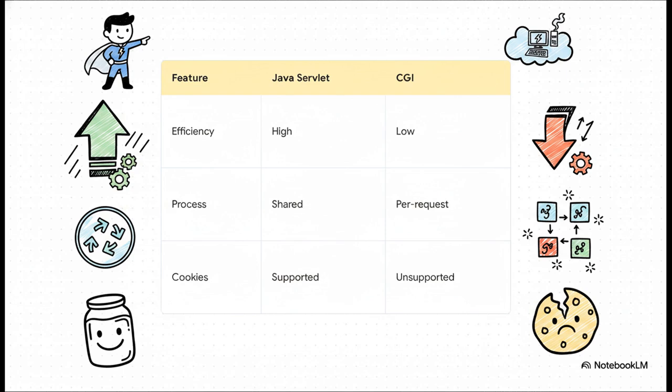Java servlets swooped in as the scalable hero. They are incredibly efficient because they handle multiple requests within a single shared process model. Plus, they seamlessly manage stateful data, like those cookies we mentioned, and they're highly portable. It was a real game changer.